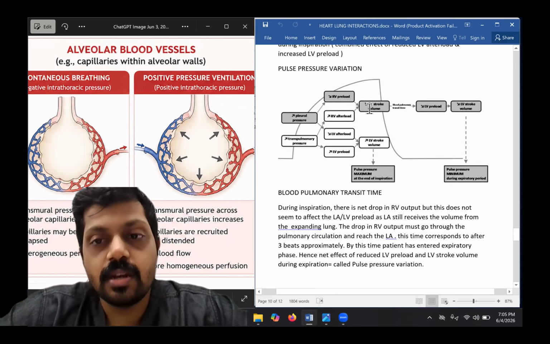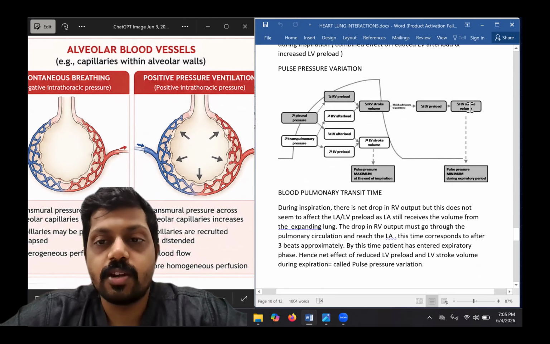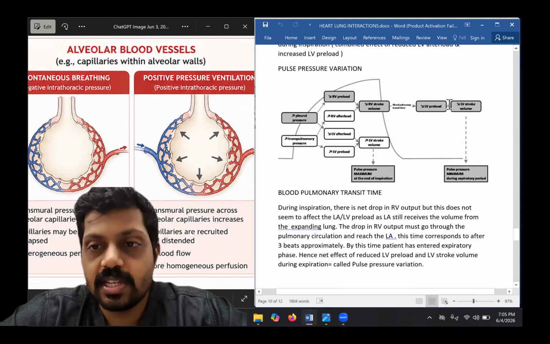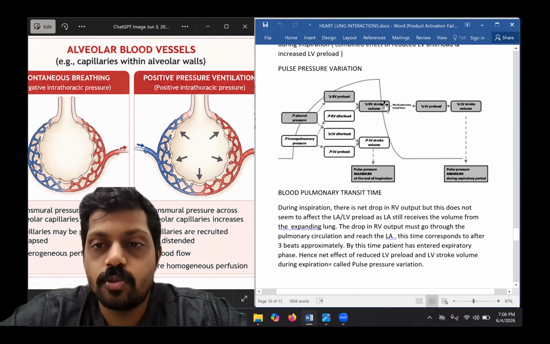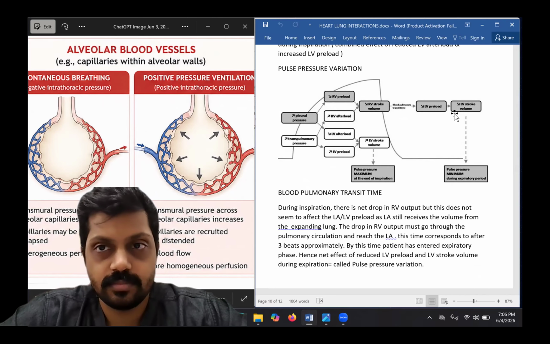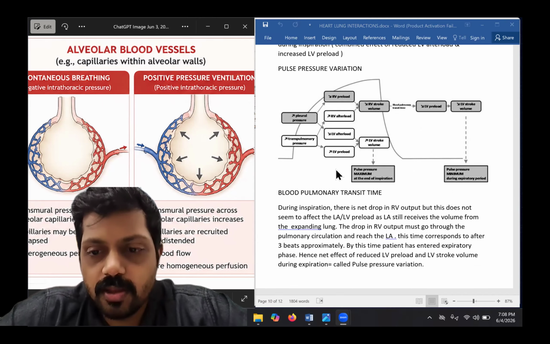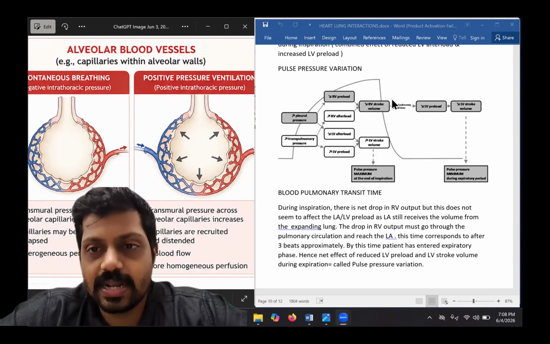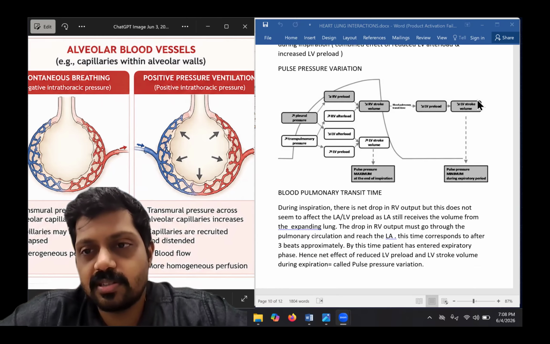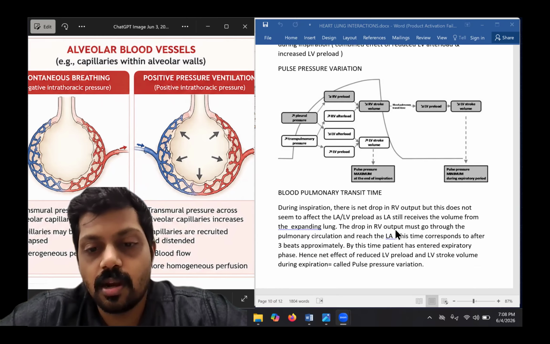This effect of the right ventricle on the left ventricle output is called ventricular interdependence in series. This change usually takes about 2 to 3 heartbeats. This is called the blood pulmonary transit time. The RV output has to go through the lungs and then enter the left ventricle. So it happens after 2 to 3 heartbeats. Reduced RV output is seen as reduced LV output after 2 to 3 beats, called pulmonary transit time.